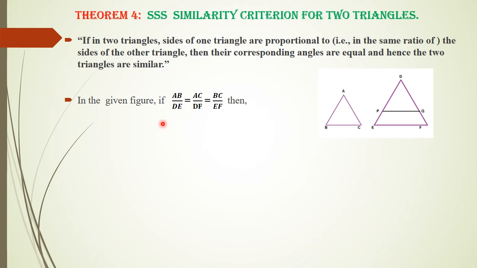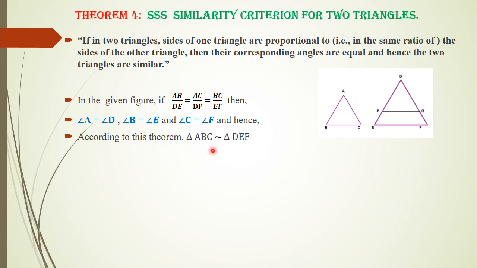So you can see here AB upon DE should be equal to AC upon DF, that should be equal to BC upon EF, if we consider these two triangles. Then A becomes equal to D, B becomes equal to E, and C becomes equal to F, and hence according to this theorem we can say triangle ABC is similar to triangle DEF.